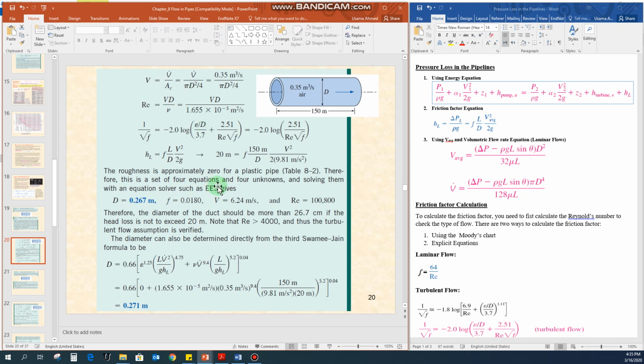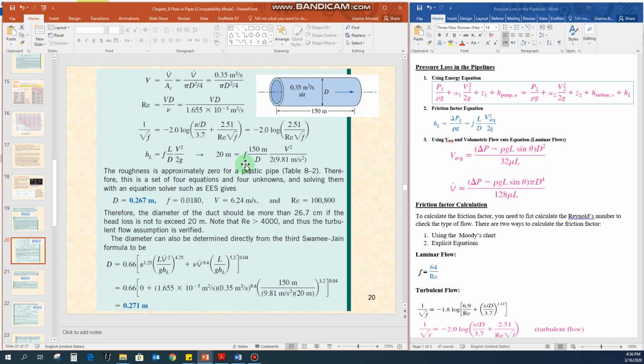So these equations, they basically do the iterations. They guess one value for the diameter, and they run the algorithm again and again so that the right hand side of the equation is matched with the left hand side. Okay, so you can get these kind of values for the diameter, friction factor, velocity and the Reynolds number for this problem by using the iterative approach.